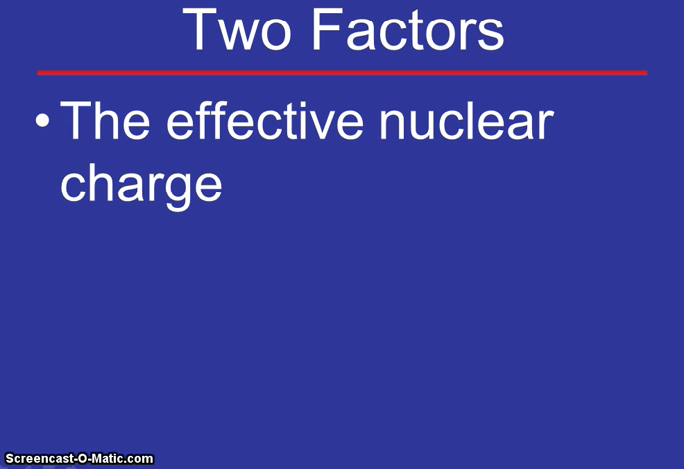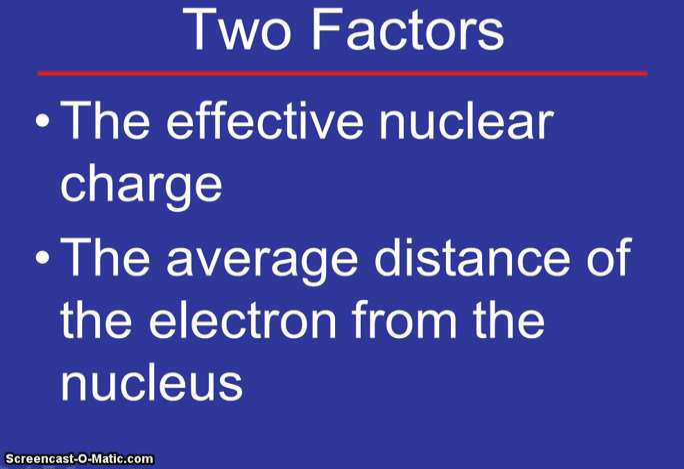In other words, the combination of the attractive force of the protons in the nucleus and the shielding effect of the inner electrons. And our second factor is the average distance the electrons are from the nucleus. The farther the electrons are from the nucleus, the less of an attractive force they're going to feel.